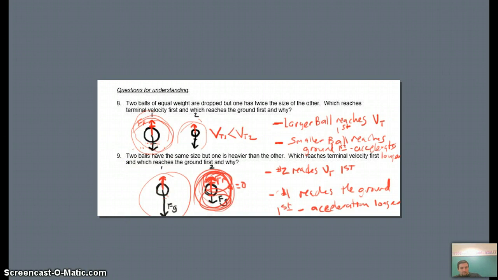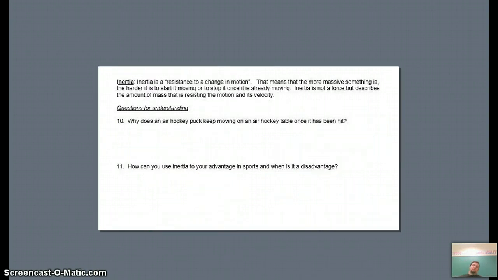We have about a minute left here. I'll take a look at number 10 and 11 as well. Alright, so these two questions deal with inertia. Inertia is, guys, you need to understand this, the resistance of an object to change its motion. Another way to say that, guys, is it's the resistance of an object to accelerate.